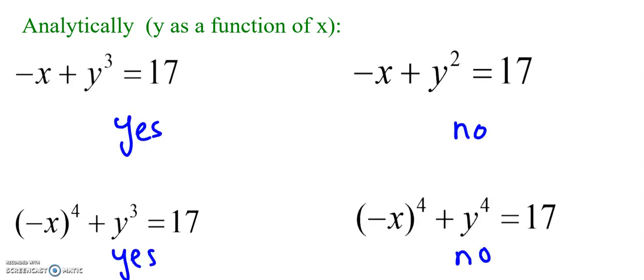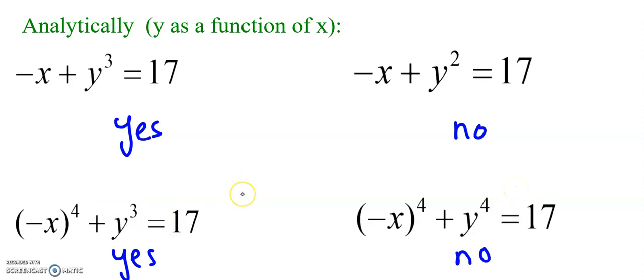Okay, so see if you got the same answers as me. I got 2 yeses, 2 nos. Let's look at the yeses first. What's difficult about these 4 is they're not written as y equals blah, blah, blah. They are written in this standard form here.